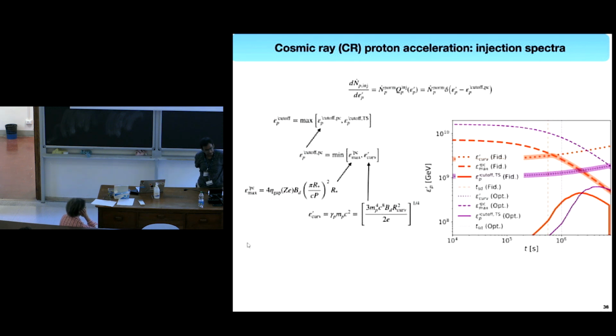Yes, so N_norm is just the normalization that is associated. You need to normalize this because this is a distribution. So the way you do that is you decide on a luminosity and say, okay, my proton luminosity could be, maximum this, and then you use that to normalize this thing.